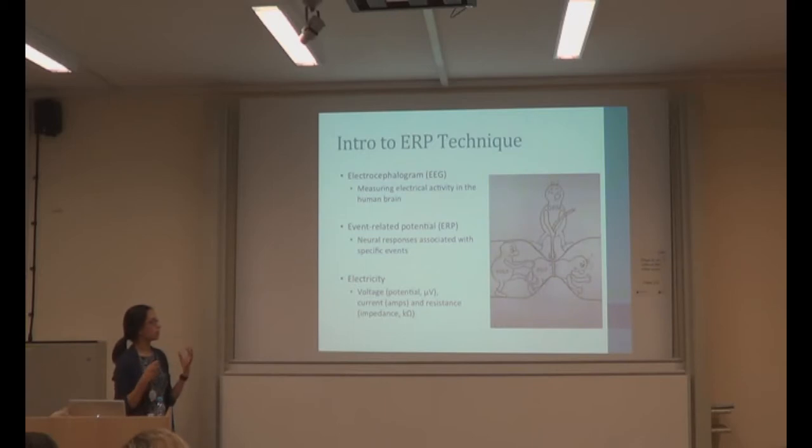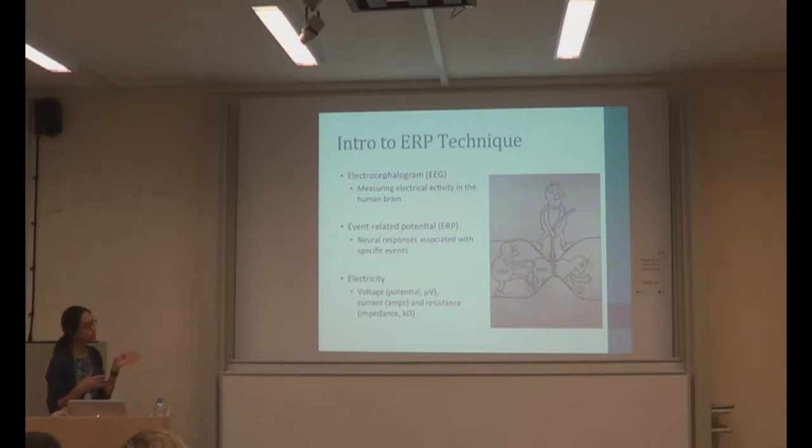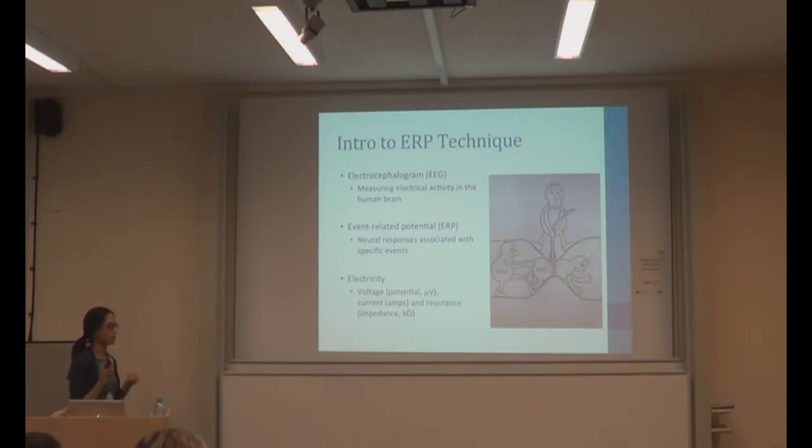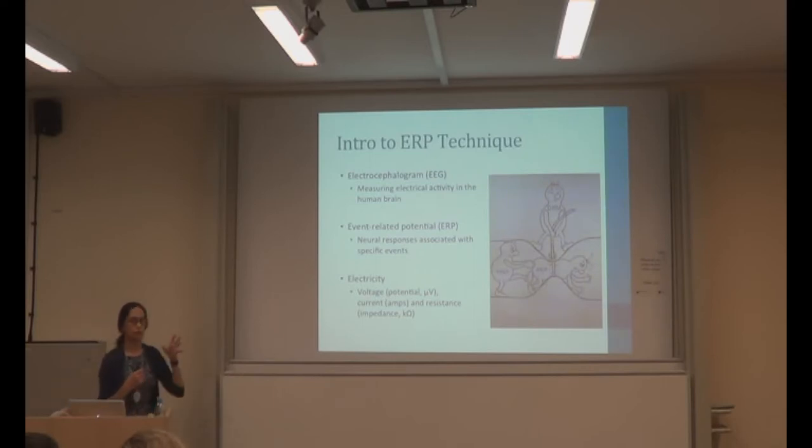And recording this type of electrical brain activity is related to the principles of electricity. So I've got a little diagram on the side just to remind us all of our GCSE physics. Voltage is the potential or the pressure for current to pass from one point to another. The current is the amount of charged electrons that can pass by a given point in a specific amount of time, and resistance is the ability of the material to prevent the current passing through.